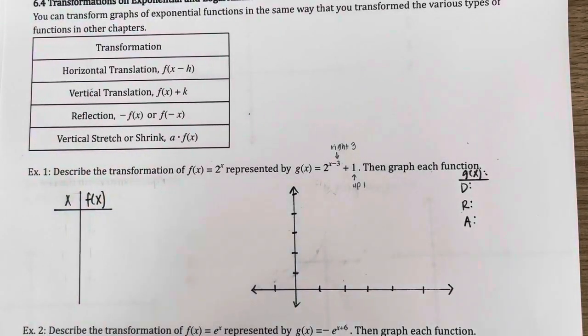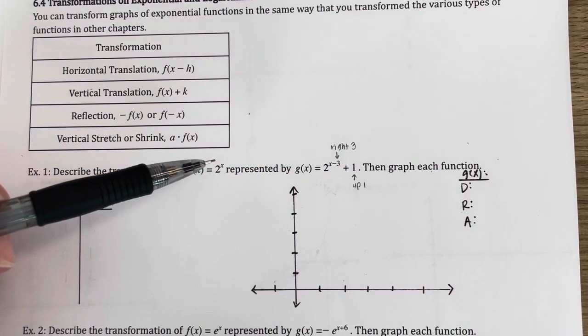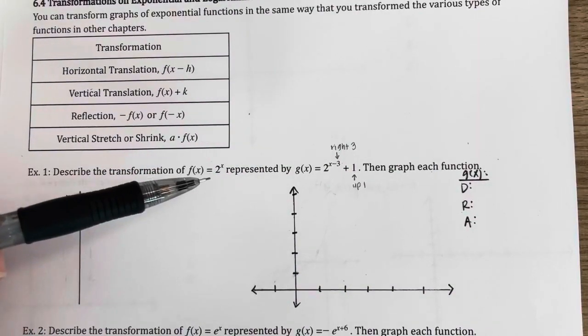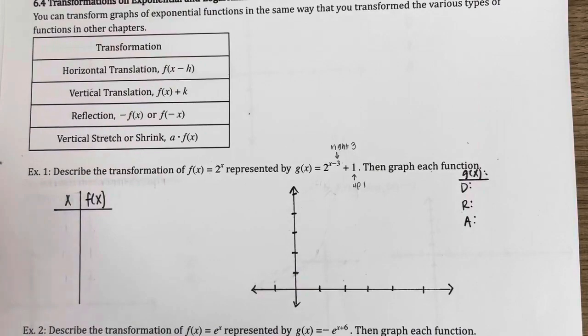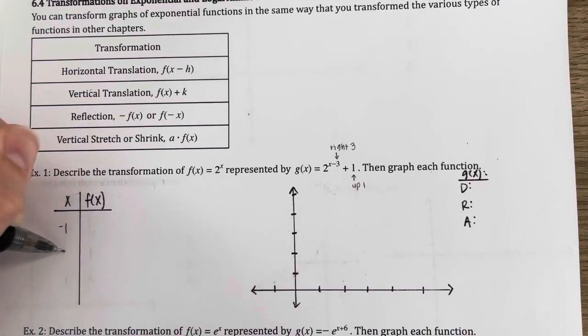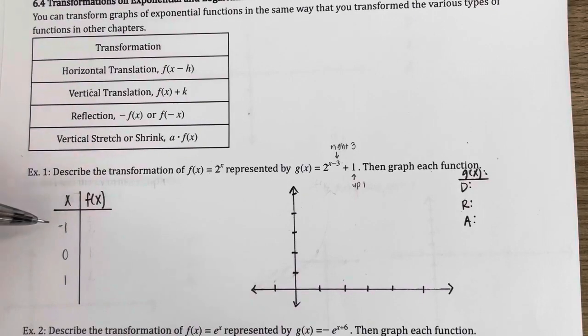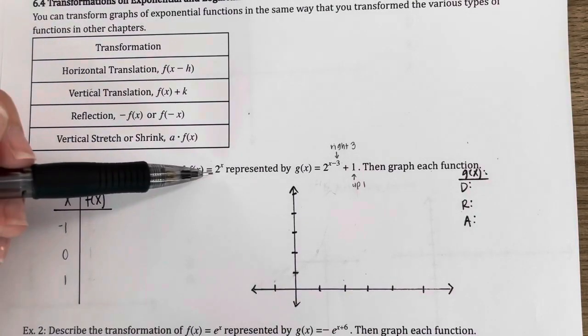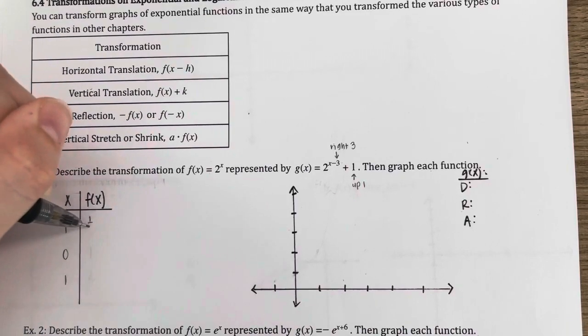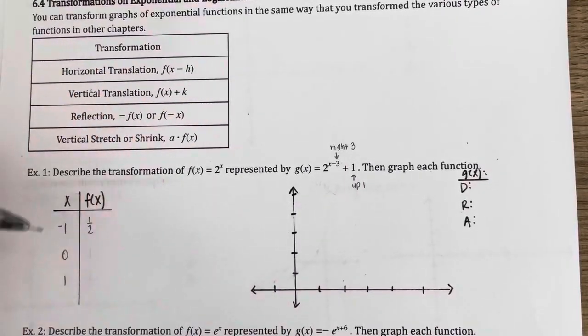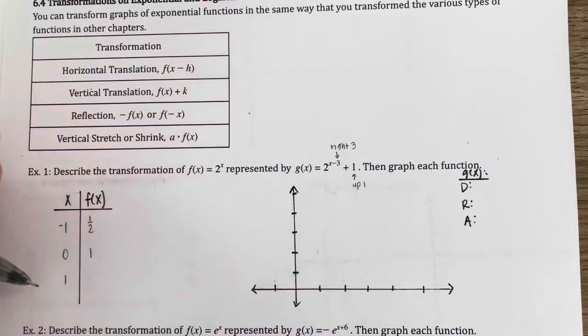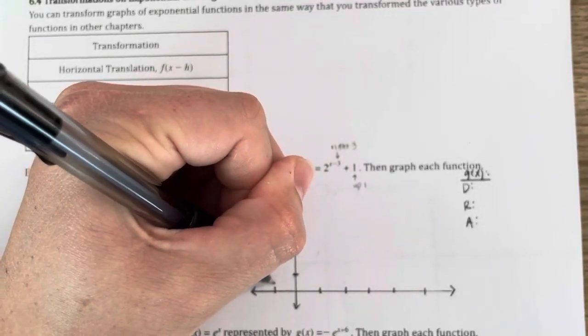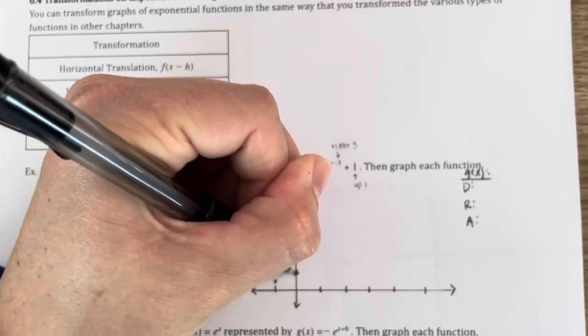One thing to know about with exponentials is parent functions may look different depending on the problem. There's no one set parent function, but it's basically our base raised to the x power without any other transformations, but the base can change depending on the problem. So I'm going to choose x equals negative 1, 0, and 1. When I raise 2 to the negative first power, that's 1/2. When I raise 2 to the 0 power, that's 1. And when I raise 2 to the first power, that's 2. So we can plot those points: negative 1, 1/2; 0, 1; and then 1, 2.